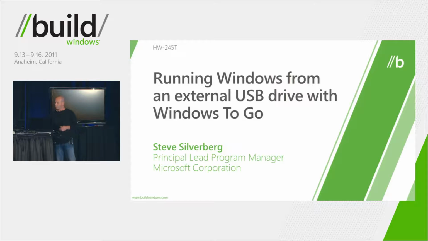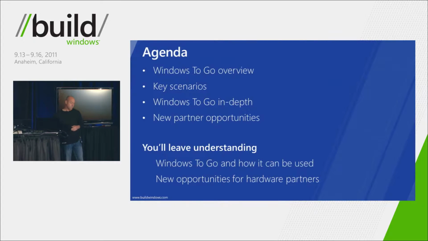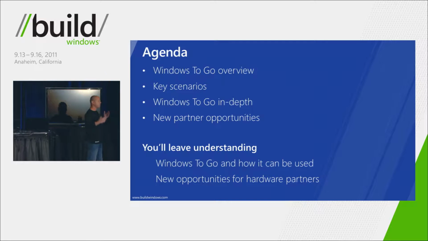Just to quickly go through what we'll be covering. We'll talk about the whole Windows to Go. Why did we develop this? What scenarios do we think this is really suitable for? We'll go through some of the technology in depth. What did we have to do to make this work, and how does it work in practice? We'll talk about some of the partner opportunities, because this is a fundamentally new scenario for USB drives, and it requires a new type of drive to meet the performance and reliability requirements.